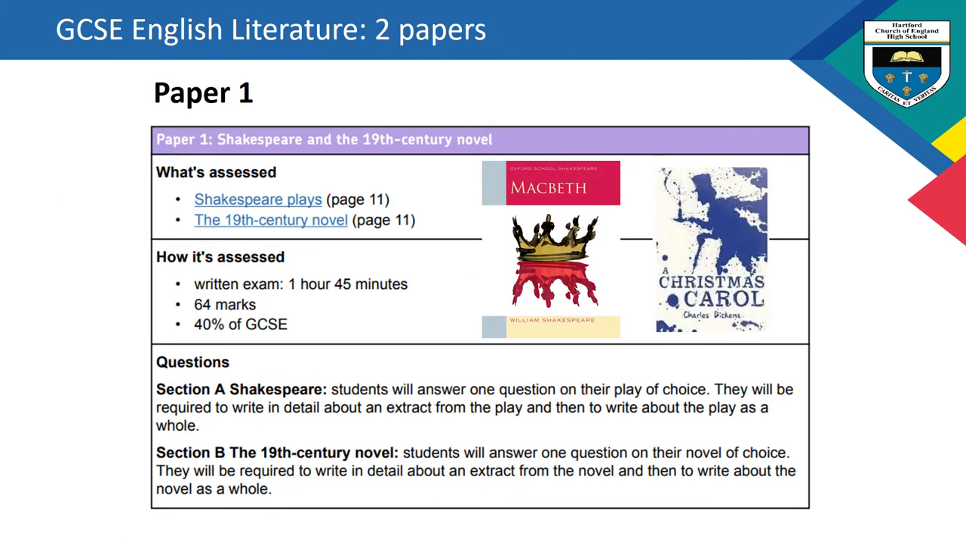Moving on to English literature, then, there are two papers for English literature as well. However, they are not equally weighted. So, paper one is on Shakespeare and the 19th century novel.